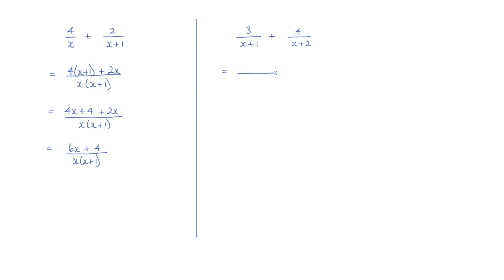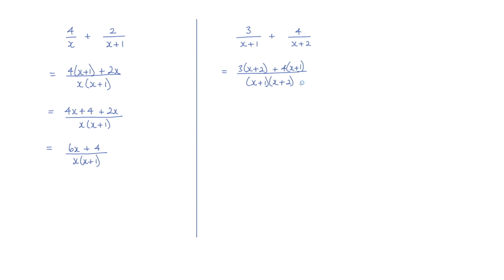So same process, draw the vinculum. We're multiplying the denominators together. So x plus 1, and in brackets x plus 2. We're then cross multiplying in this direction first. So 3 bracket x plus 2. And then we're adding on this way next to cross multiplying here. So 4 and then x plus 1.